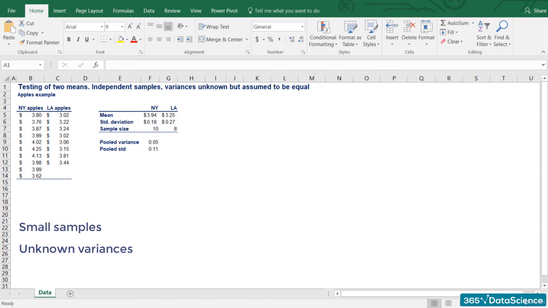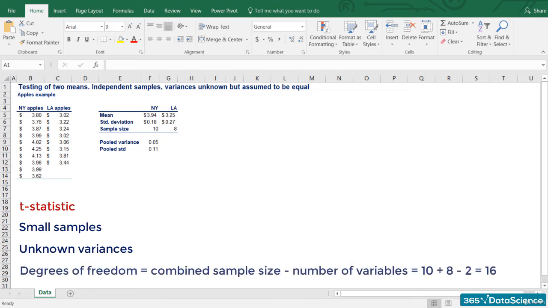Small samples, variance unknown. Which statistic do we need? Exactly, it's the t statistic again. How many degrees of freedom? You may recall it from earlier. It was the combined sample size minus the number of variables, so 10 plus 8 minus 2, which gives us 16.